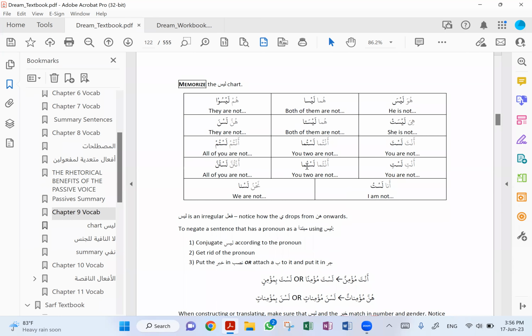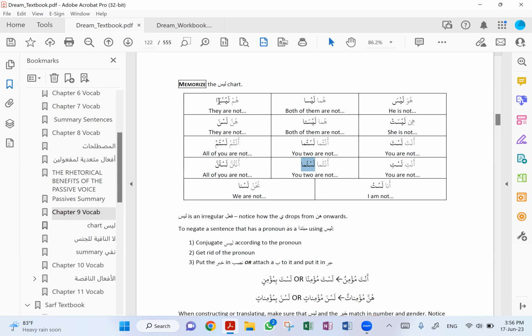Of course, Laysa conjugates. We can see Laysa, it does sarf. Ma does not. You do not have huwa ma, wa. There's nothing like that. You'd have to manufacture the words in your head to do that. So ma does not, but Laysa does.